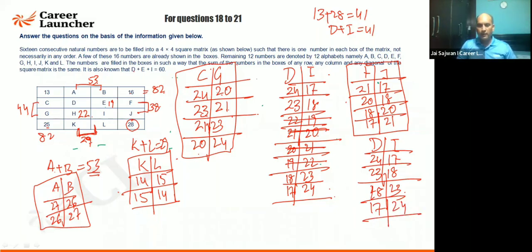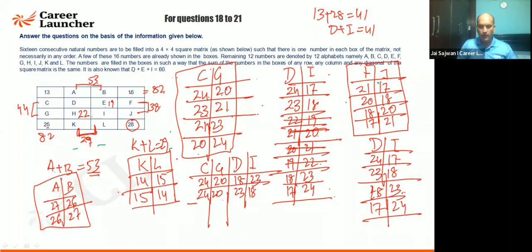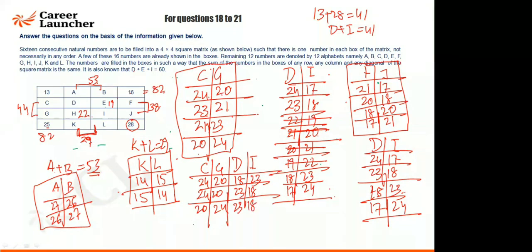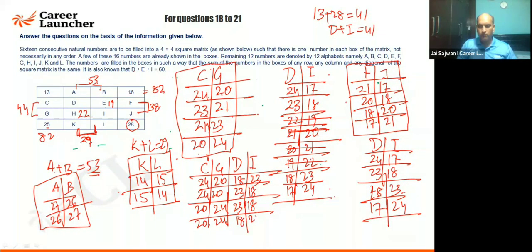Fine. So it can be 20, 24. Here it will be 18, 23. That will come here. So what are the combinations of C, G, DI? In one, I can take 24, 20, and this is 18 and 23, or 23 and 18. I believe it is clear. The second combination that will come here is 20, 24, 23 and 18, and 20, 24, 18 and 23. Is it fine?